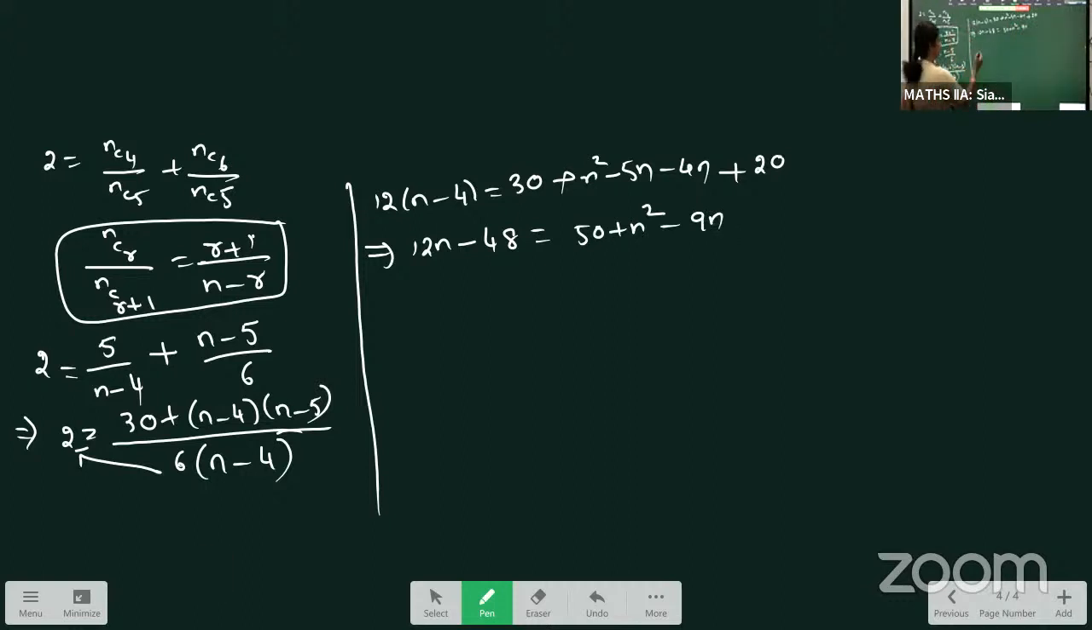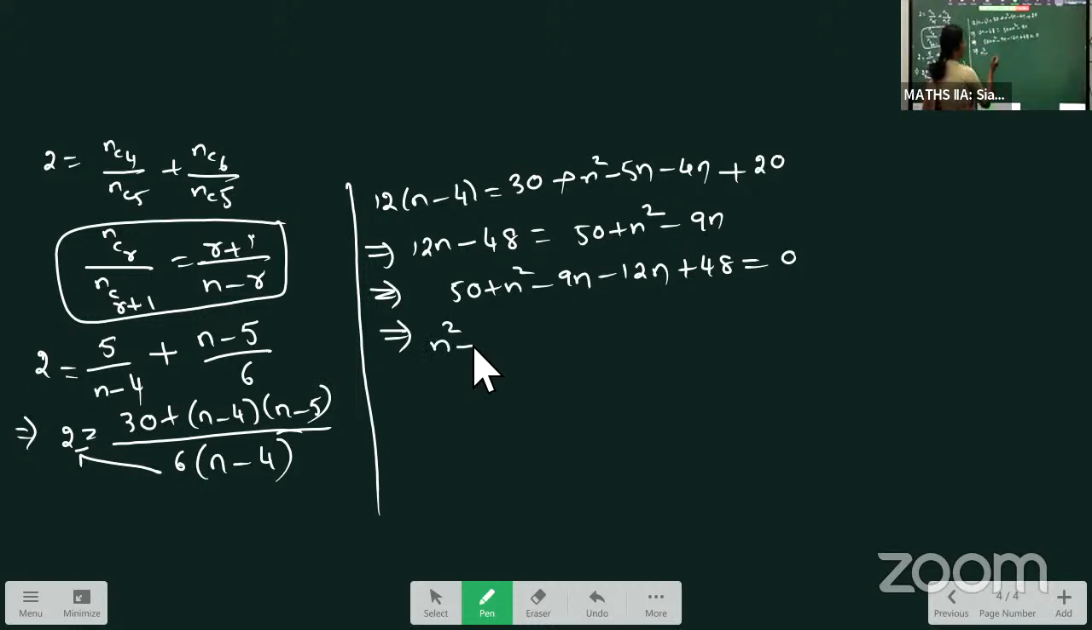Take all the terms to the right side because n square is on the right side. So 50 as it is plus n square minus 9n. 12n goes to the other side as minus 12n, and minus 48 goes as plus 48, equals 0. This implies n square minus 9n minus 12n, minus 21n, plus 50 plus 48, 98, equals 0.